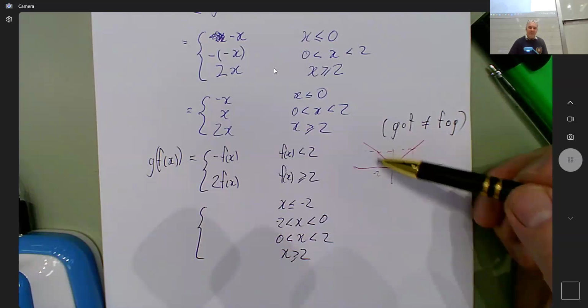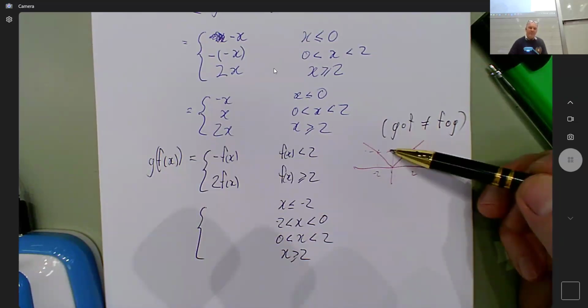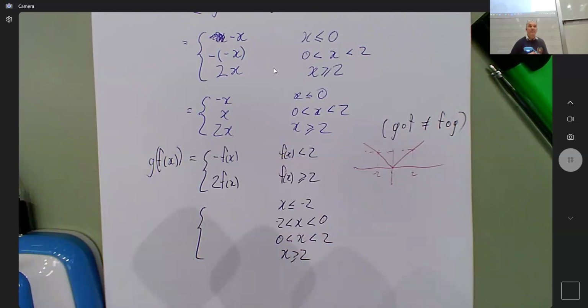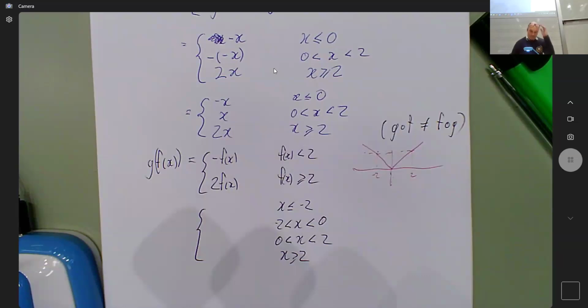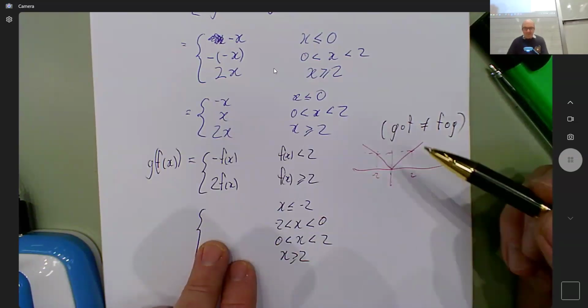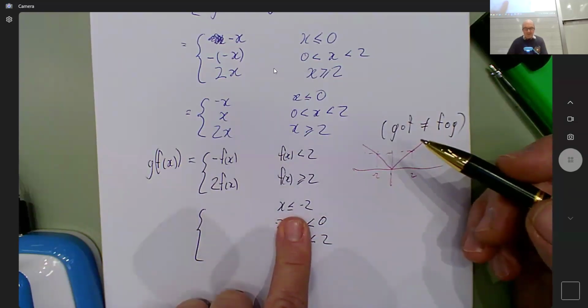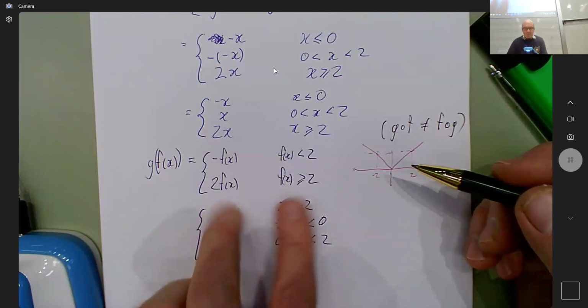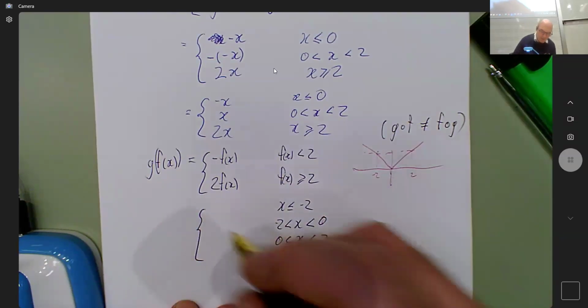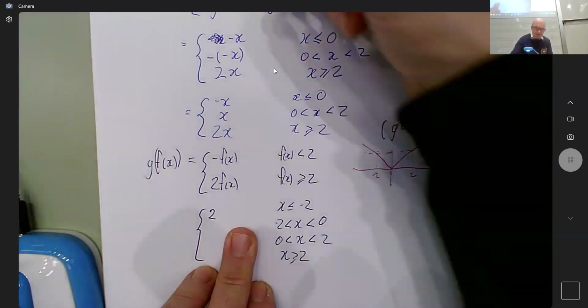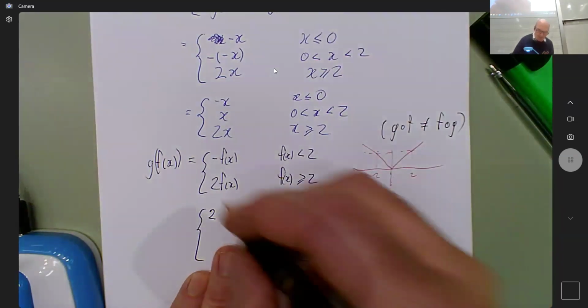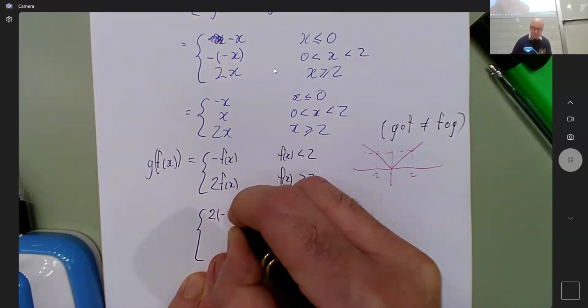Because my absolute value thing actually splits at 0, I want to split those into 2 bits as well. I could do it without it, but then I'd have to interpret what f of x is, okay? So if I have x less than or equal to 2, f of x is greater than or equal to 2. So it's going to be 2, and f of x is going to be minus x in that region. So 2 times minus x.